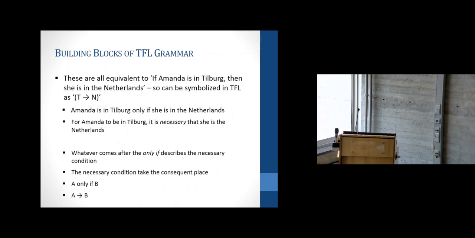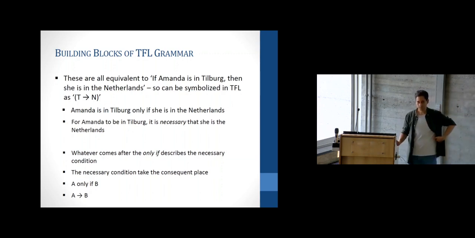And as I said, whatever comes after the only if describes the necessary condition. So this is how we can come back to the only if, and the necessary condition takes the consequent place. So I say A only if B. I'm saying B necessarily has to be the case if A is the case. Therefore, B takes the consequent place.